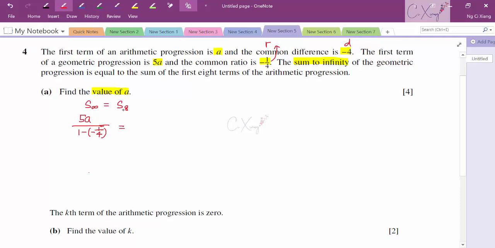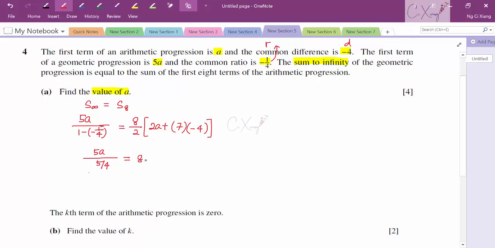Okay, then for the sum of the first eight terms of an arithmetic progression, it will be n divided by 2, times 2a plus n minus 1 d. So 2a remains as 2a, plus n minus 1 is 7, and the d is given as -4. If you simplify and solve this equation, eventually we will be able to get the answer for a.